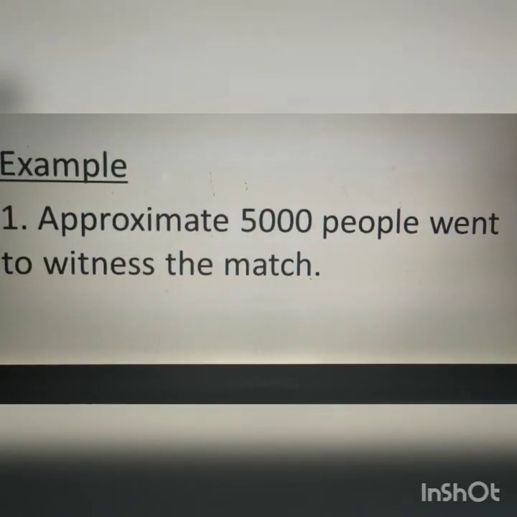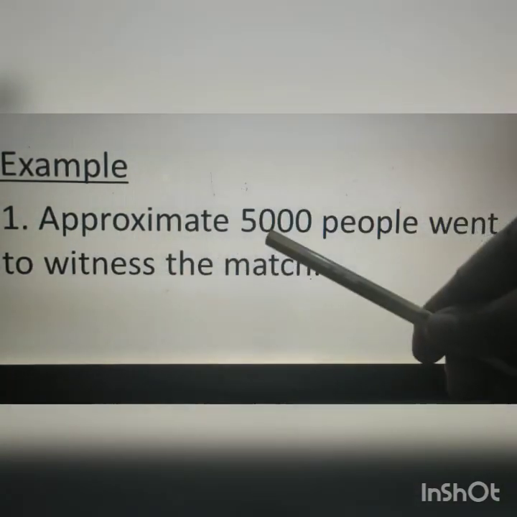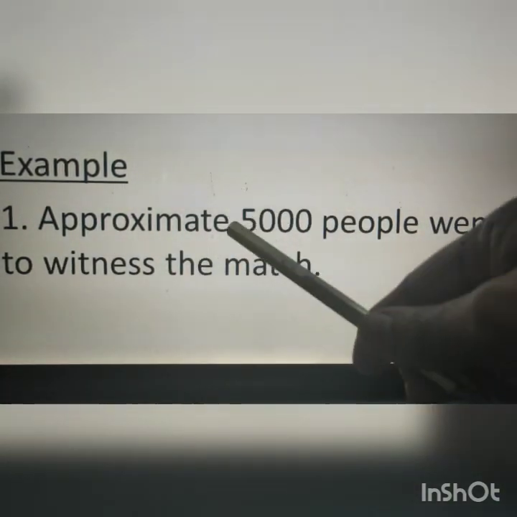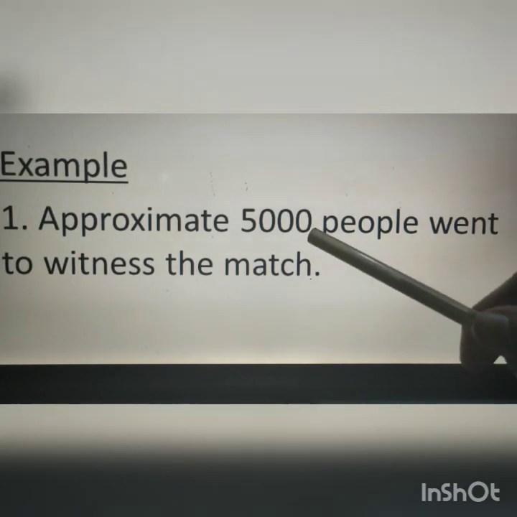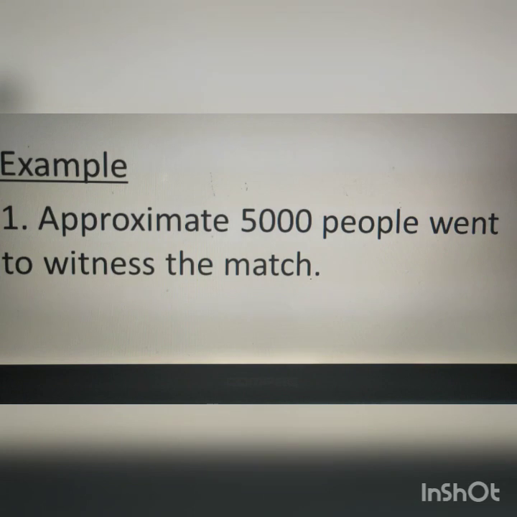More examples of estimation. Let us see some news headlines in the newspaper. Approximately 5,000 people went to witness the march. Here the word approximate is used. It means 5,000 is not the exact count, but it is nearest to the exact count. It could be 4,900 or 5,100 or 5,200.